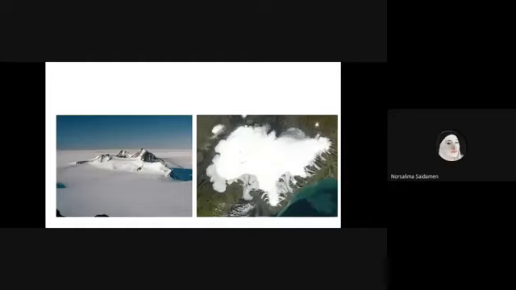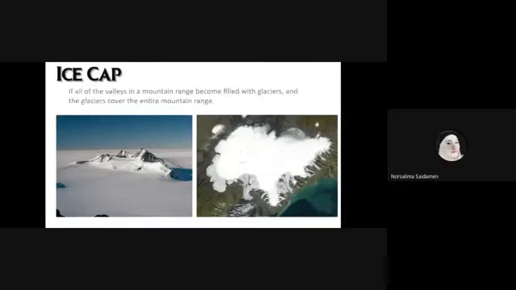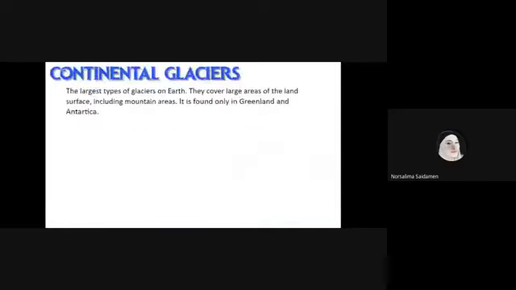If all the valleys in a mountain range become filled with glaciers and the glaciers cover the entire mountain range, we call it the ice cap. For example, see the picture. It covers the entire mountain range. So ice caps are an ice mass that covers less than 50,000 kilometers squared. Above the 50,000 kilometers squared, an ice mass that covers a mountain range is what we call the continental glaciers.